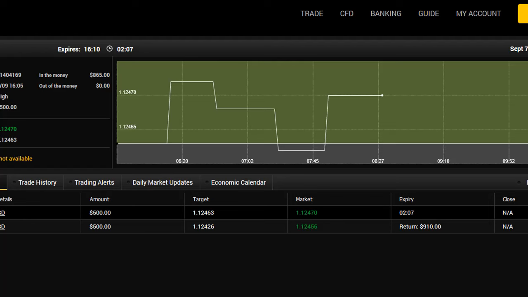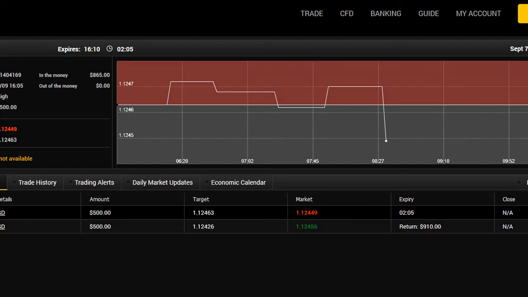Still have 2 minutes to go. You see the price looks like a straight line, always moving like a square. Today the price is being held by a strong support and a strong resistance, so it's trying to move sideways. Still have 1 minute plus to go.